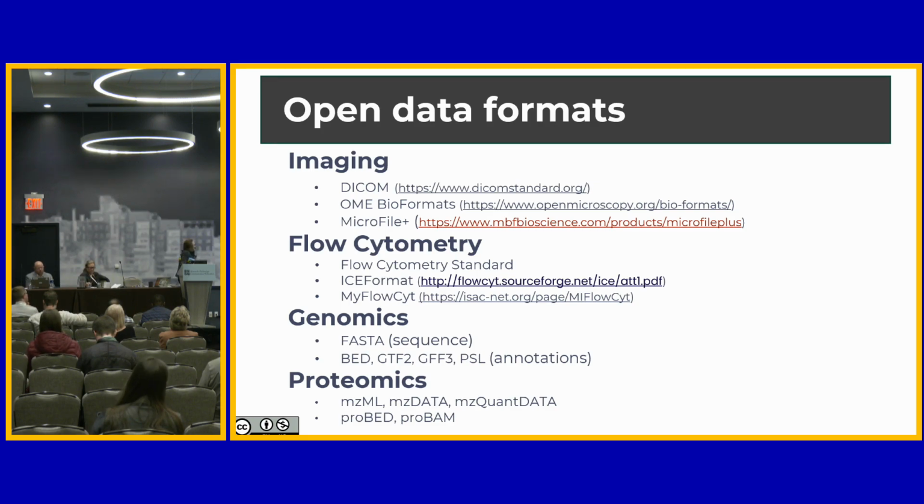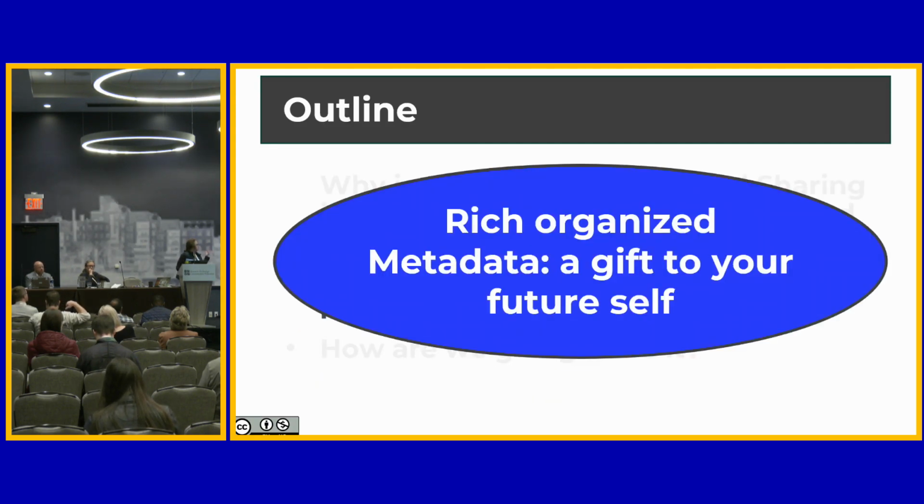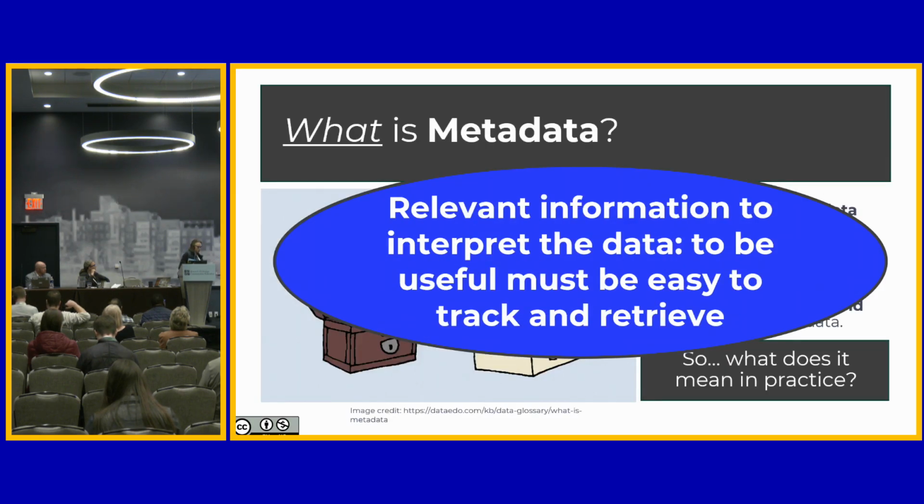There are multiple different examples here. Some of them you may already be familiar with, but they have to do with multiple different data types, and in many fields there is some effort to generate open formats. Then there is metadata, which has to be rich but also organized. And again, this concept of a gift to your future self, and also a gift to others, which is also good. To be useful, it has to be easy to track and retrieve.